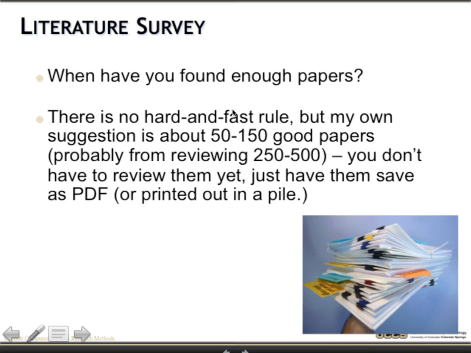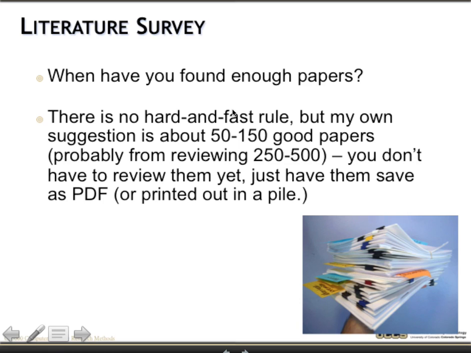You don't have to review them all. You're just going to save them as a PDF and print it out in a pile if you're a paper person. You're going to keep them in some format. Now, I don't actually do the browse that you're about to do to find all of those. The browse is also keeping up. But that's what I consider a really good survey paper. The biggest survey paper I have, I think, had 150 or 146 references.